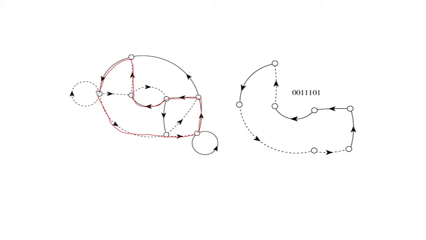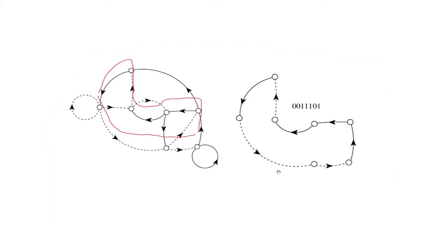And that's a cycle whose little trace is T 0, 0, 1, 1, 1, 0, 1. And thank God we stop at this point. We can't find any more cycles.